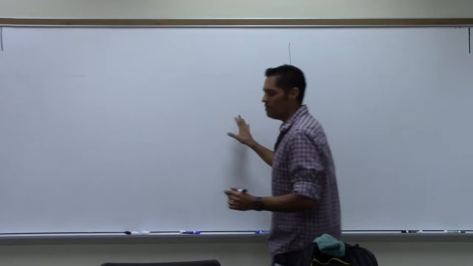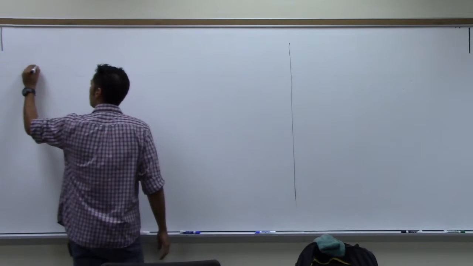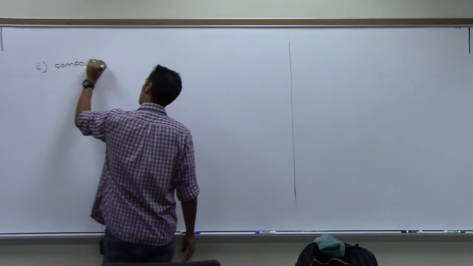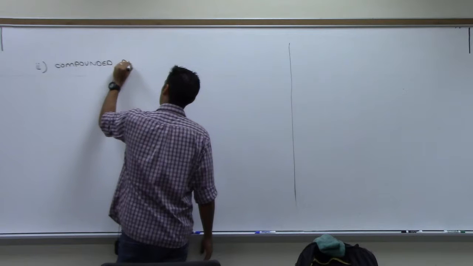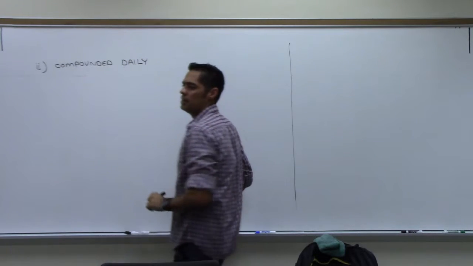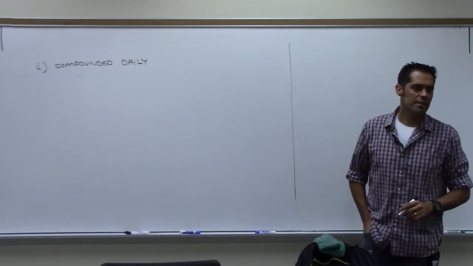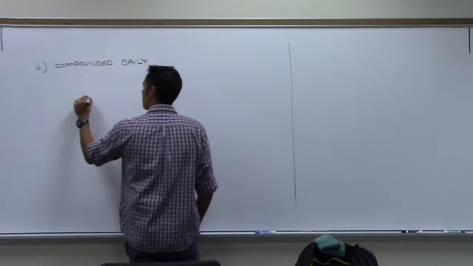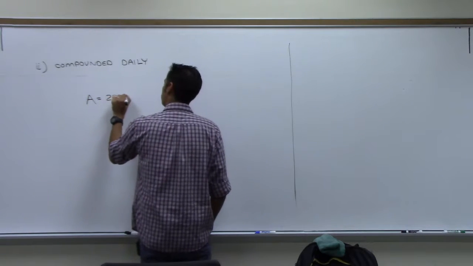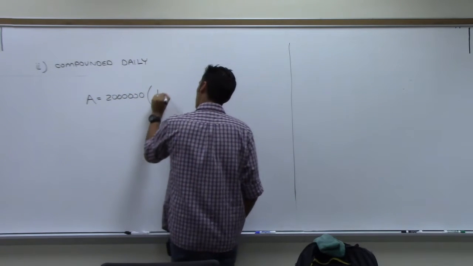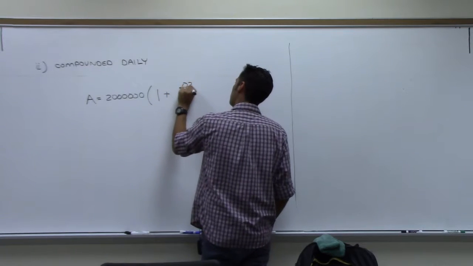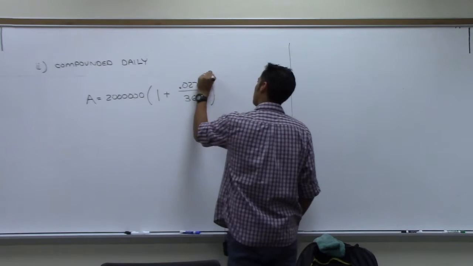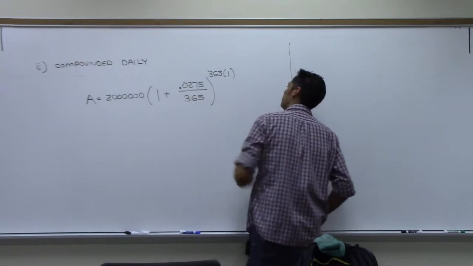Let's do the same problem. Part 2, what if the interest was compounded daily? Everything's the same in the formula except n, right? A will be 2 million, 1 plus 0.0275 over 365 raised to the 365 times 1.